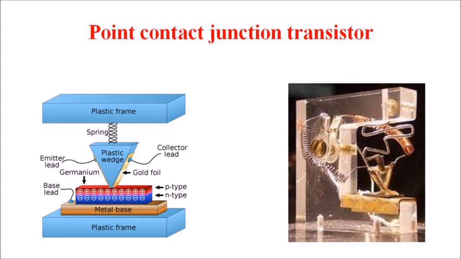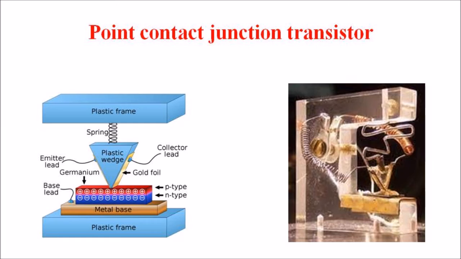The next one is the point contact junction transistor. A point contact junction transistor was the first type of transistor ever constructed. It was developed at Bell Laboratories in 1947. The point contact transistor consists of a block of germanium semiconductor with two very closely spaced gold contacts held against it by a spring. A small strip of gold foil is attached over the point of a plastic triangle.